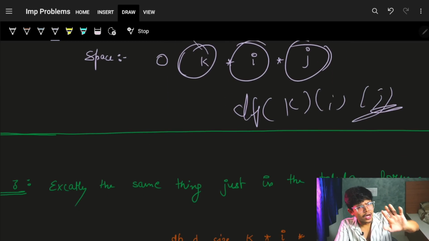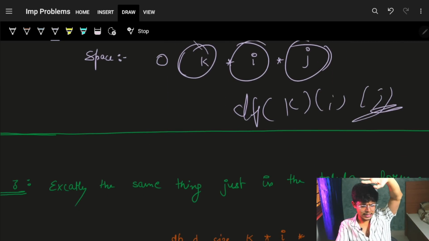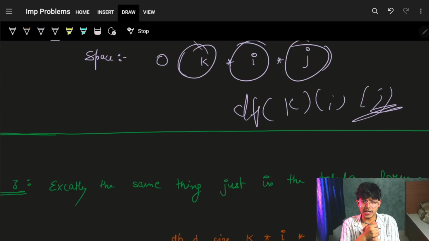That's it. Now, you saw the dp approach. It would be good if you just wanted to solve this problem, it's good.